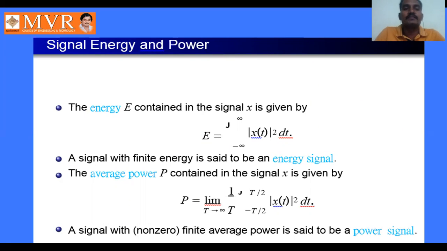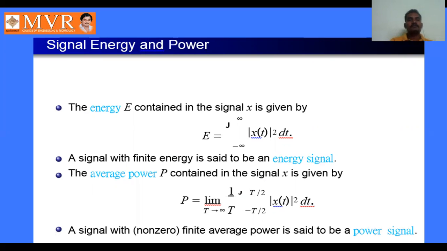The energy E contained in the signal x is expressed mathematically as E equal to the integral from minus infinity to infinity of mod x of t whole square dt. That is how the signal energy can be expressed mathematically. A signal with finite energy is said to be an energy signal. So this is the definition of an energy signal. It is nothing but a signal with finite energy.